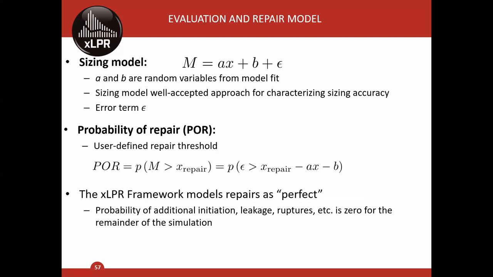The sizing model is combined with the repair threshold input to calculate a probability of repair as a function of flaw depth. Using a repair depth threshold of zero would result in all detected flaws being modeled as being repaired. So the xLPR framework considers all modeled repairs as being perfect. This means that the probability of additional initiation, leakage, or rupture due to a crack in that subunit is zero for the remainder of the simulation for that specific realization.